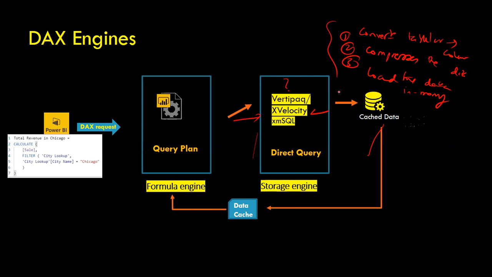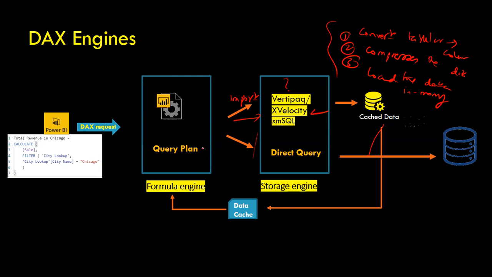Okay, but in the case of direct connection mode, what the formula engine does is send the SQL query directly to the source database. In the case of direct query mode, the xVelocity engine is not coming into the picture. Remember this, xVelocity is not at all coming into the picture in the case of direct query. Only in the case of import mode will the xVelocity engine get started, and then right behind the scenes, this will get initialized. And then it does these three jobs.